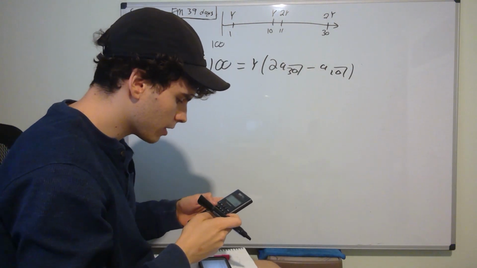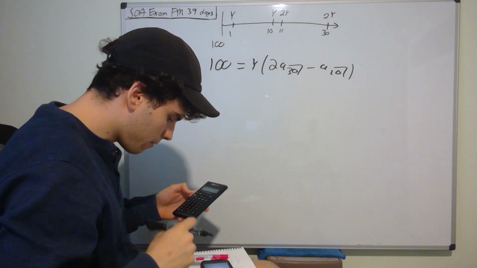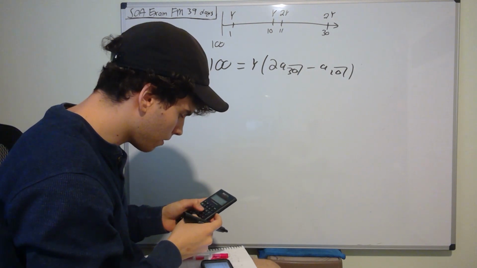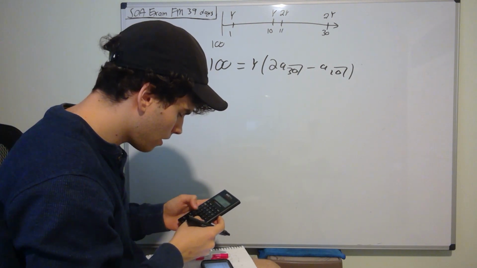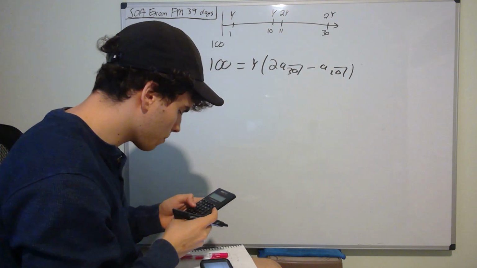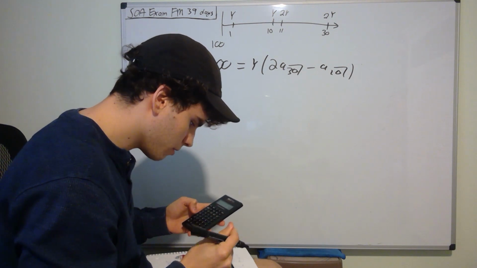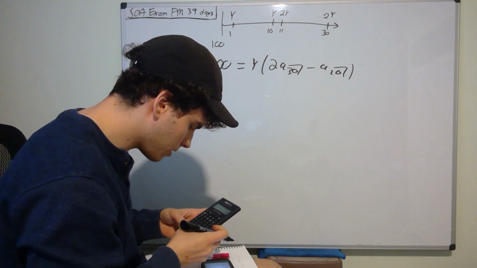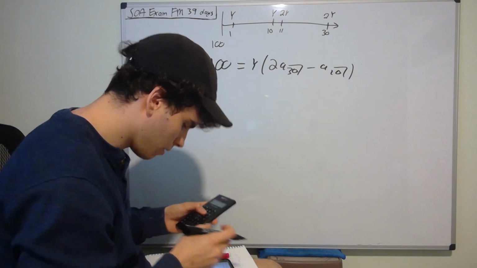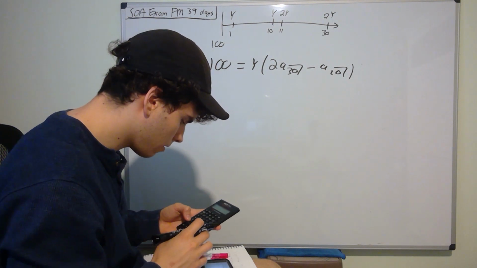Alright, so remember to do second, clear time value, clear work. So we have initial present value of 100. We have interest rate of 4%, I over y. Payment, that's what we want to compute. We have n equal to 30. Compute payment.